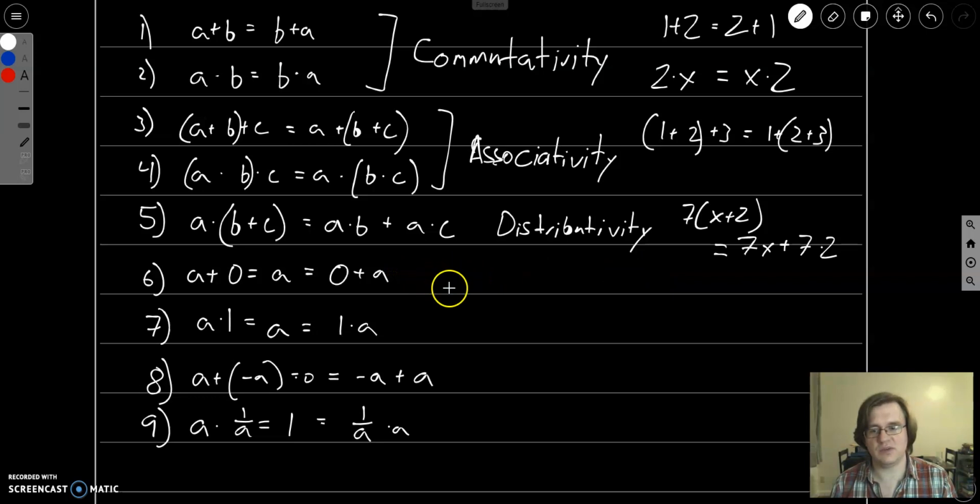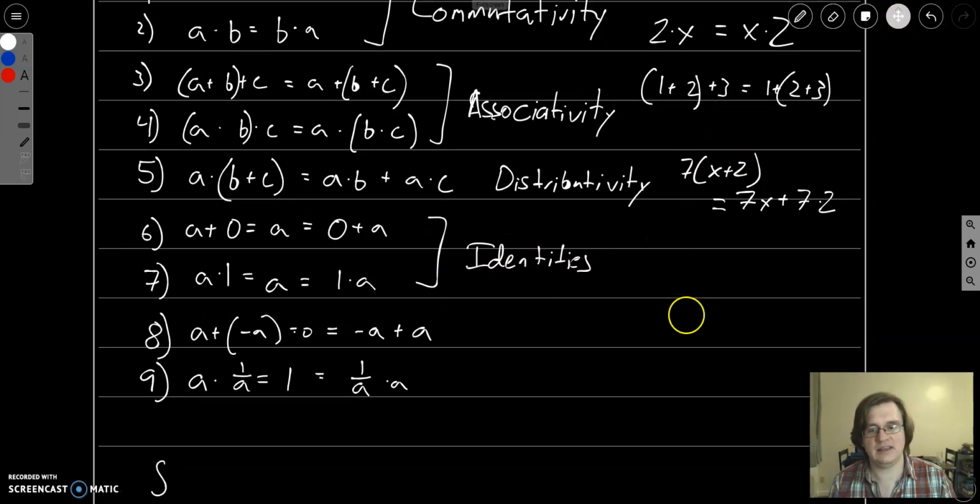0 is a special number that we can add by, and 1 is a special number that we can multiply by. These are called identities. 0 is the additive identity because if you add it to something, it doesn't change it. It preserves the identity of what you added to it. Likewise, if you multiply by 1, it preserves the identity of a. a times 1 is just a.